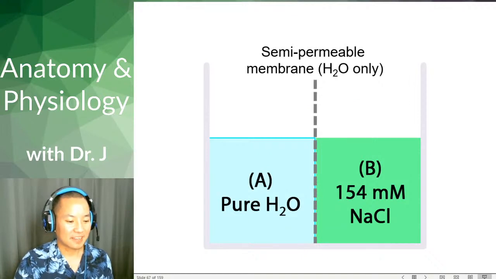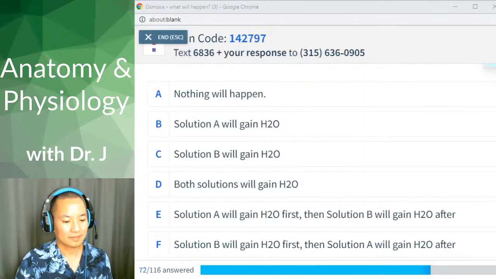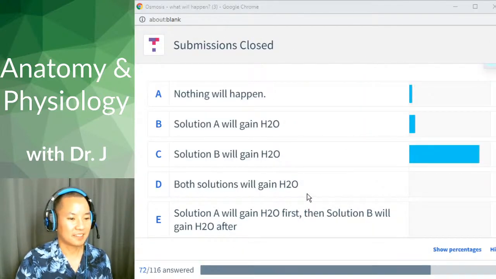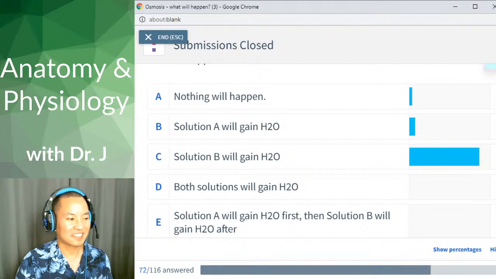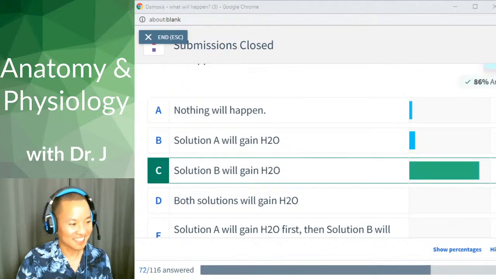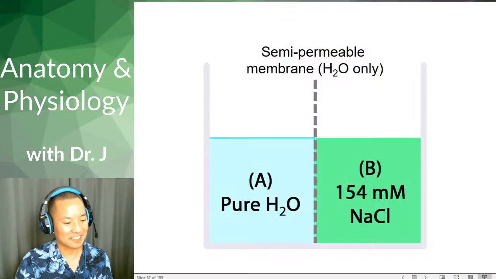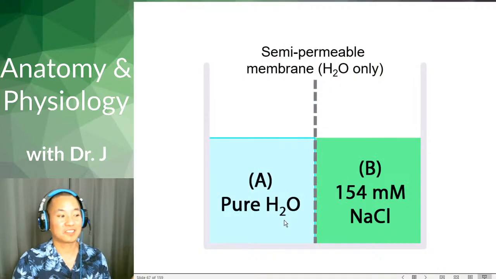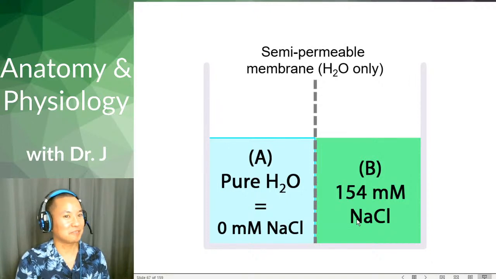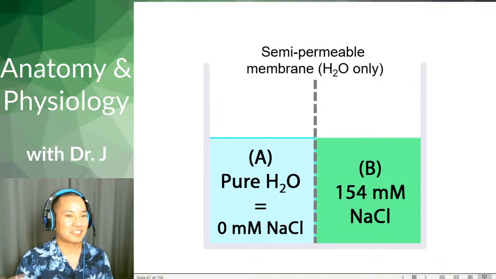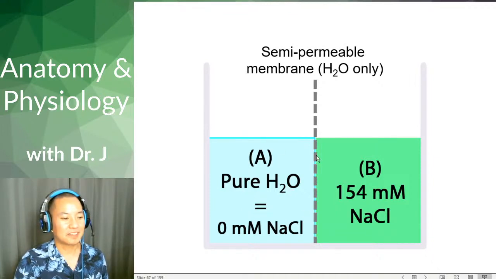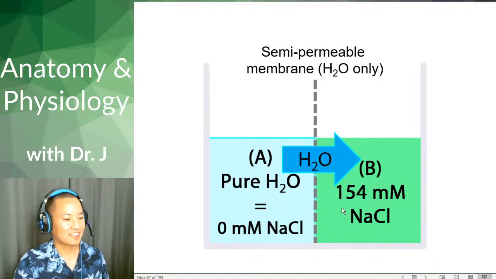Okay, last example. Given this solution, what will happen? Okay, let's see what people said. It seems the majority of you said solution B will gain water again, and the majority of you are correct again. Why is that? Even though I said it's pure water, when it's pure water there are no solutes dissolved in it, so technically that's 0 millimolar sodium chloride. Which side has more solutes? Which one is going to draw in more water? Without any solutes to keep water here, water will be attracted from the side with the lower concentration of solute to the higher concentration.